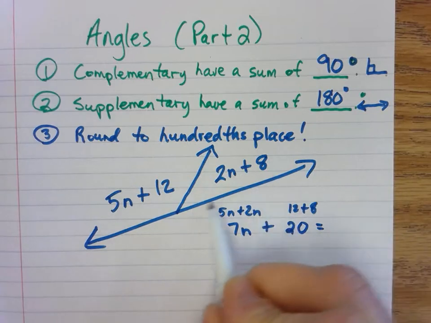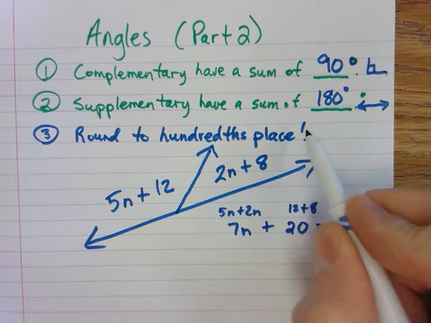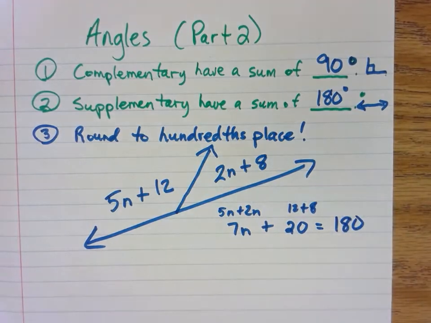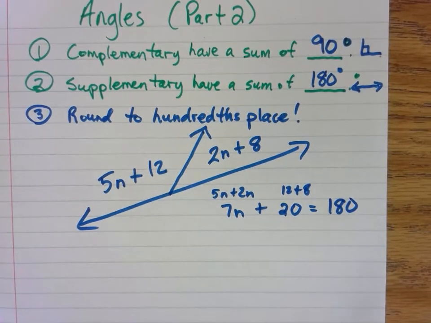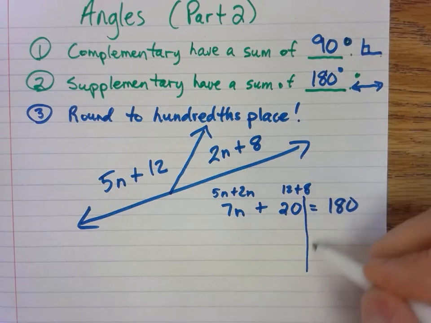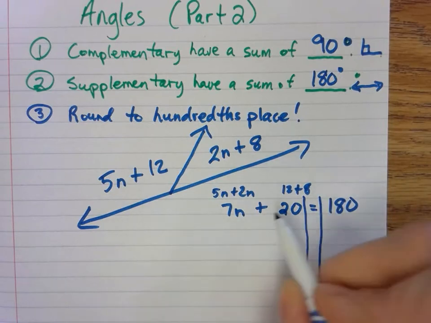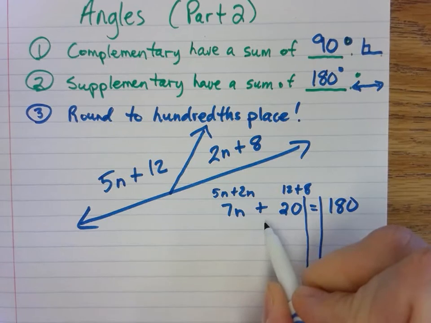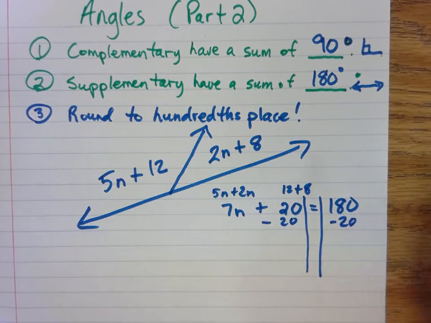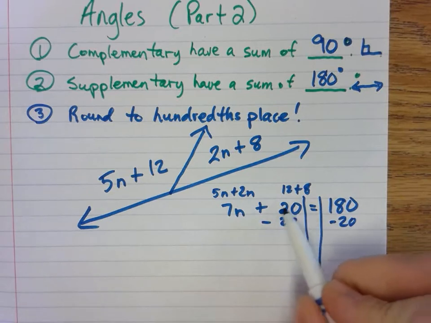And like I said, since this is making a straight line right here, that means it's supplementary. So we're going to set that little equation equal to 180. So we've got a little two-step equation here that we're going to be solving. Okay, 7n plus 20 equals 180. All right, you can go back to your train track method. You know, we've used that a few different times this year if you want to. We're going to subtract 20 from both sides first because we want to get rid of the constant.